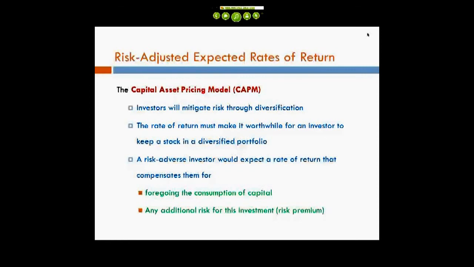So an individual stock with its own risk profile has to have a return that makes it worthwhile for an investor to invest in that stock within a diversified portfolio. So a risk-averse investor would expect a rate of return that compensates for other uses of the money that they could use it for, rather than investing. They could use it to buy a car. And a risk premium.